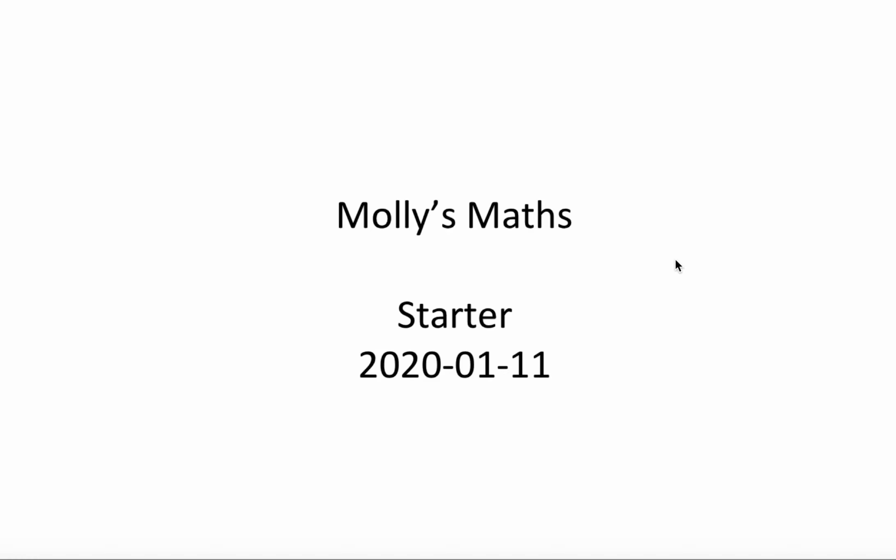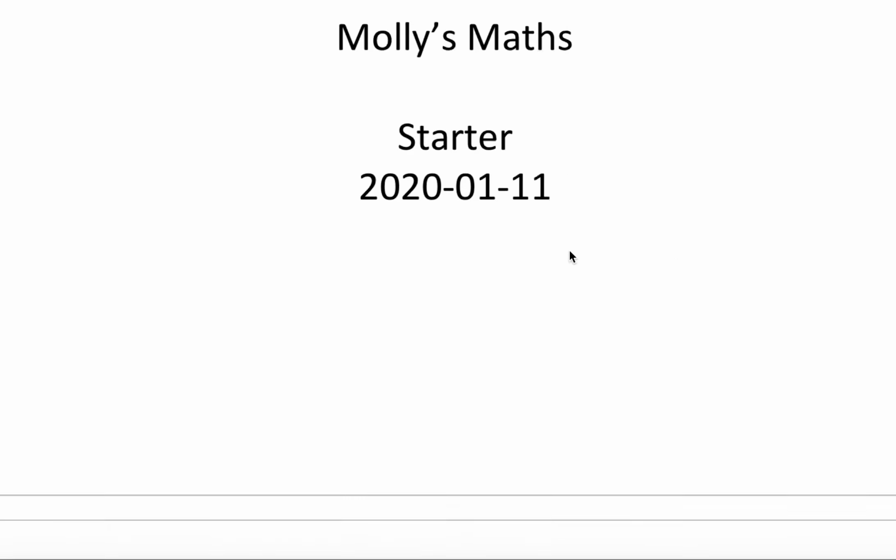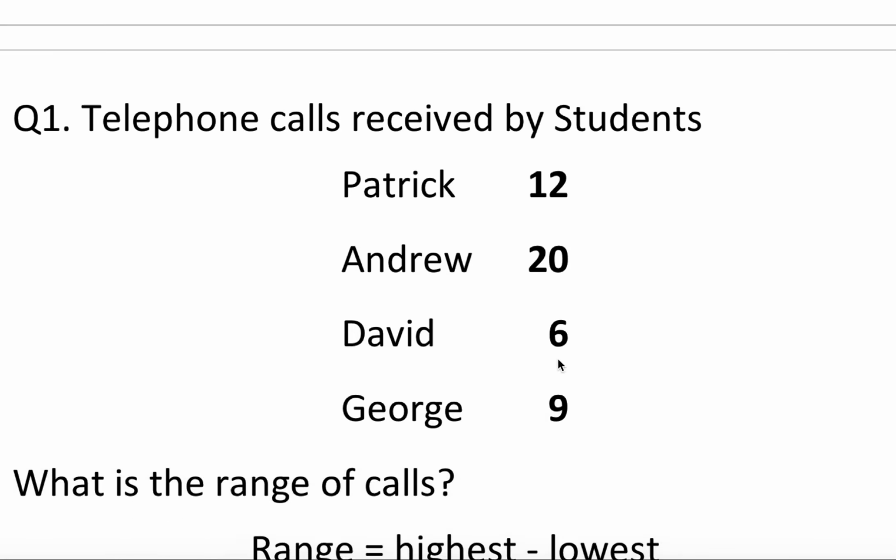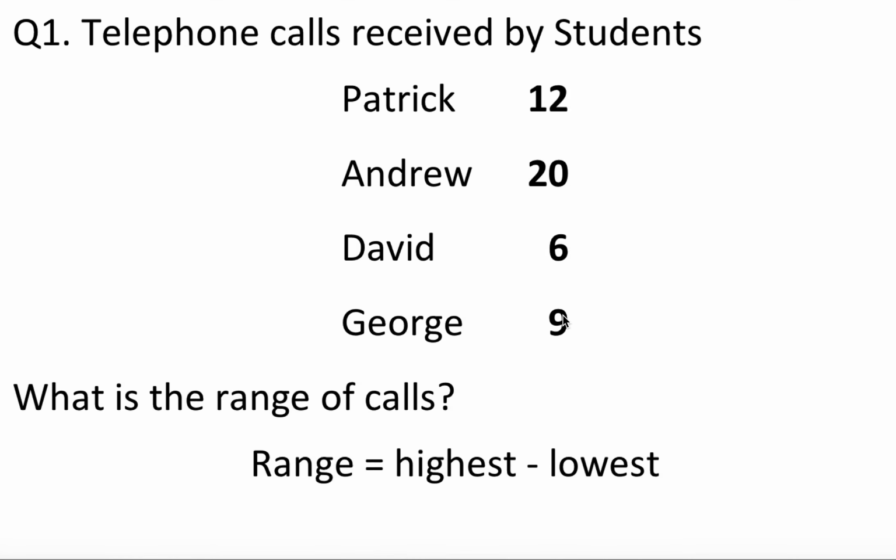Without further ado, let's move on to question 1. Question 1 is all about telephone calls received by students. So we've got 4 students who received telephone calls. Patrick, he received 12, Andrew 20, David 6, George 9. What is the range of calls?